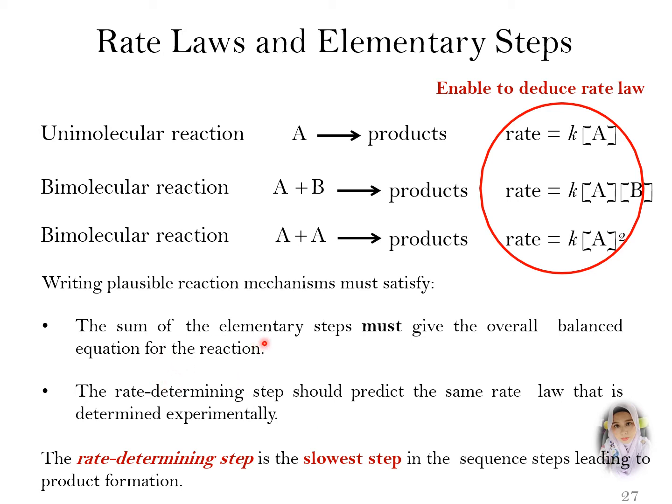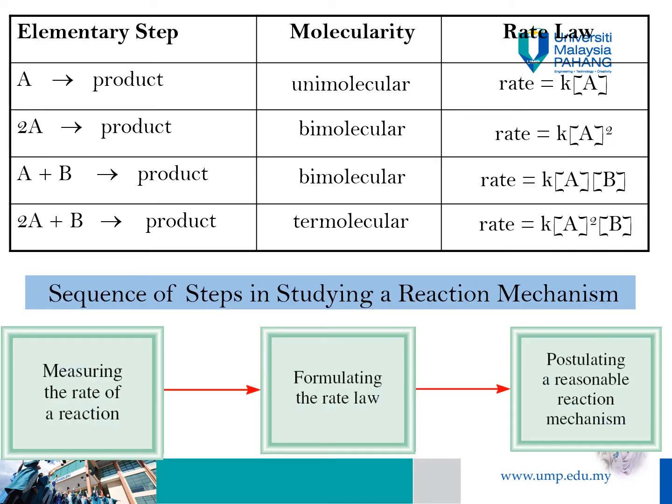So the sum of the elementary steps can give the overall balanced chemical reaction. Okay, a reaction mechanism enables us to understand and control the chemical reaction. That is a sequence of steps in studying a chemical reaction. Firstly, we need to measure the rate of reaction, and then we formulate the rate law. What is the rate law involved in the elementary step, and postulate a reasonable reaction mechanism.